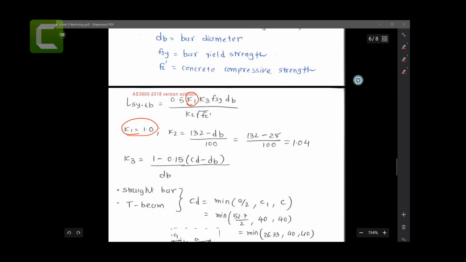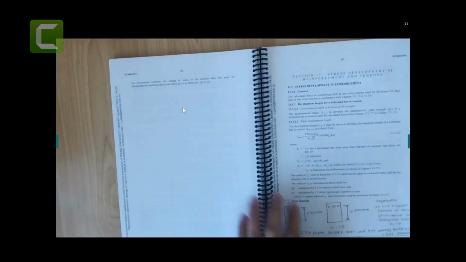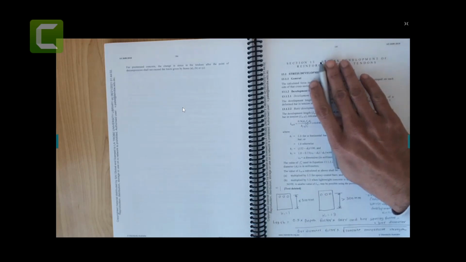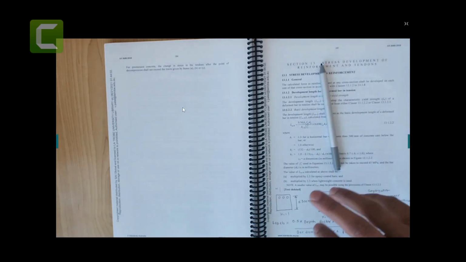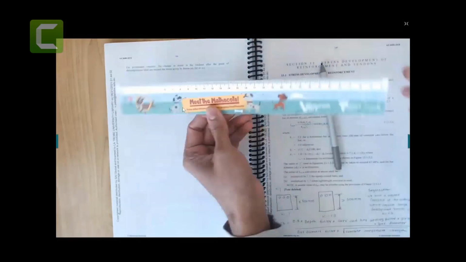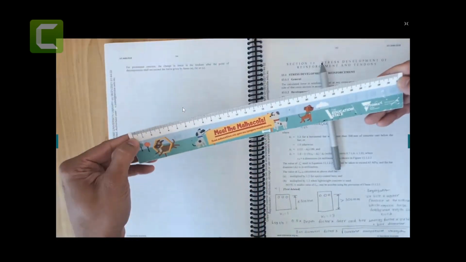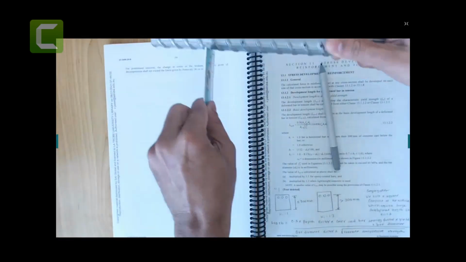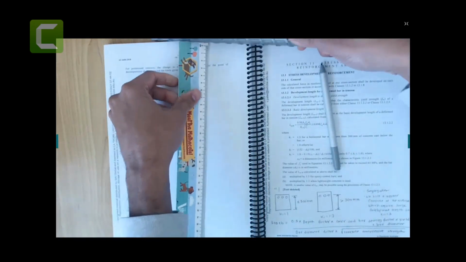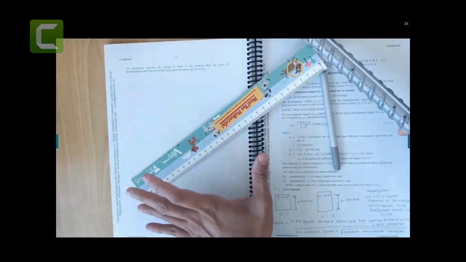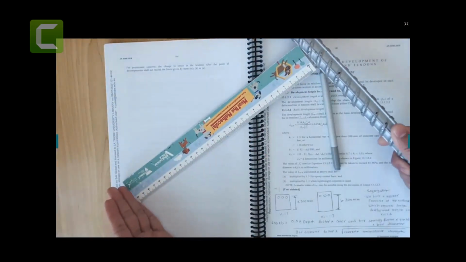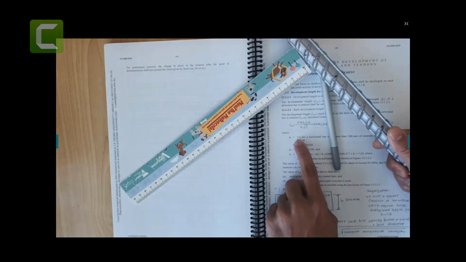Now what is k1? As I mentioned, k1 has two options, either 1.3 or 1. The value 1.3 applies when the concrete below the bar is greater than 300 mm. Basically, we follow these US standards, which generally work on the foot, and 1 foot is 300 millimeters. They just want to put a ruler here, and if you have 300 millimeters of concrete sitting below this bar, then use k1 equal to 1.3.